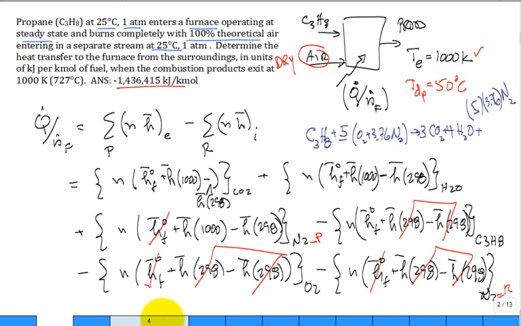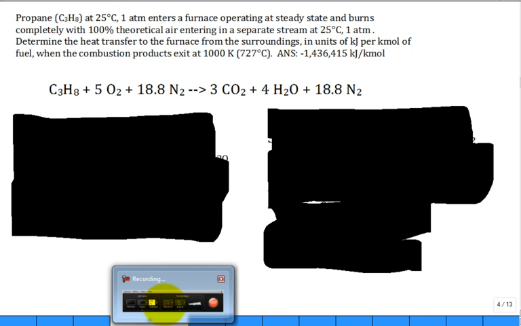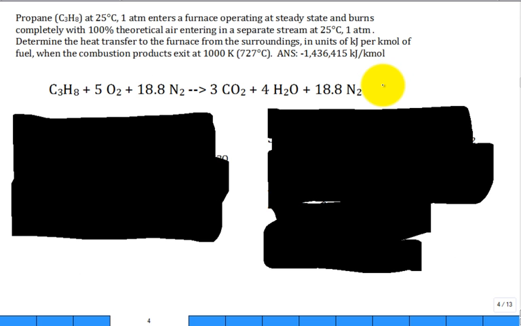So what I did was, here's a summary. It's put out a little cleaner. Maybe I should have just shown that. This is the balanced reaction equation. Where did we get the 18.8 from? 5 times 3.76. Very good.